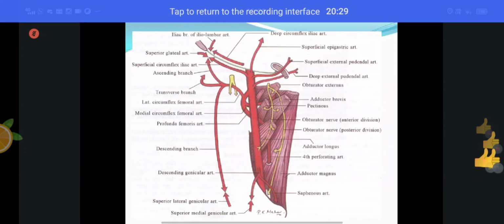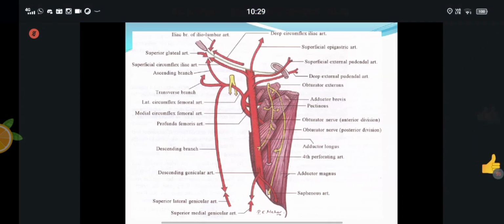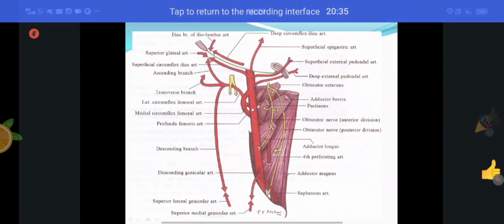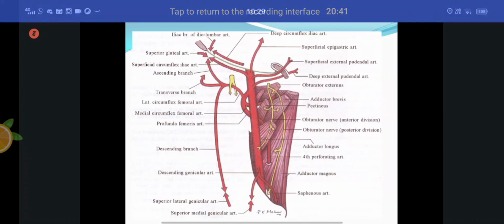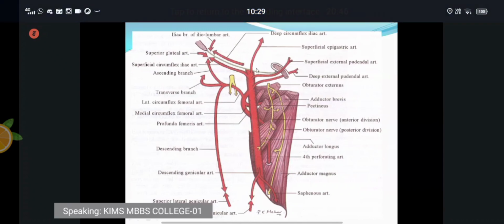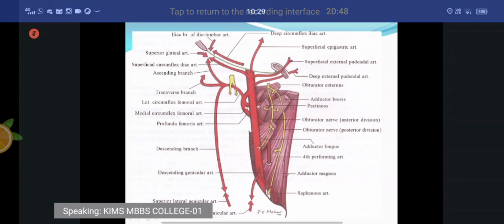Right, good. Now, the exam question from here, they will ask you about the branches of the femoral artery. But the main question which has come as a 5 marks question is the profunda femoris artery. So we will discuss the profunda femoris artery.